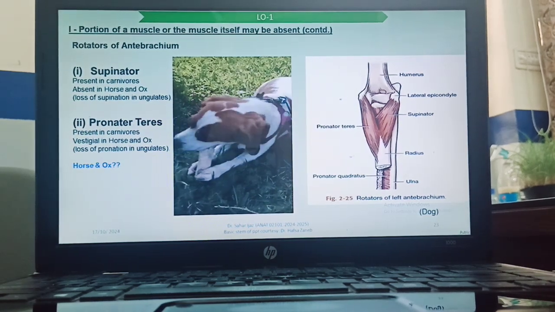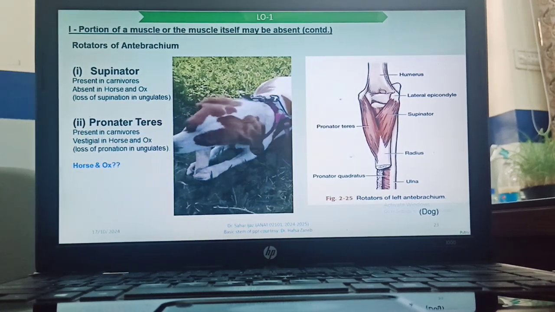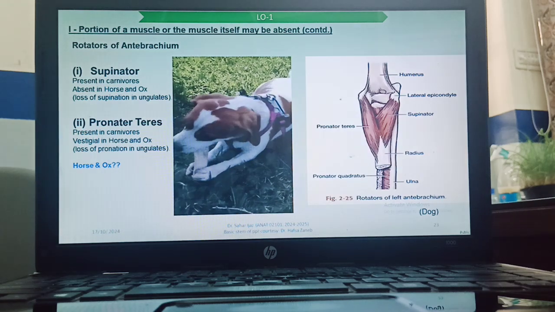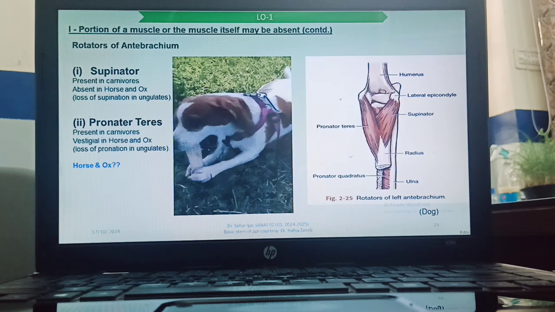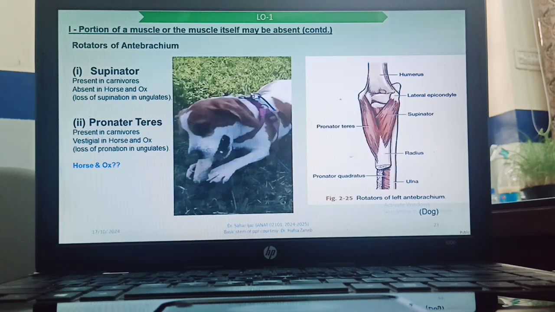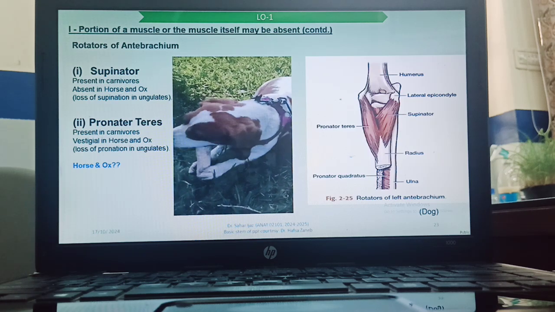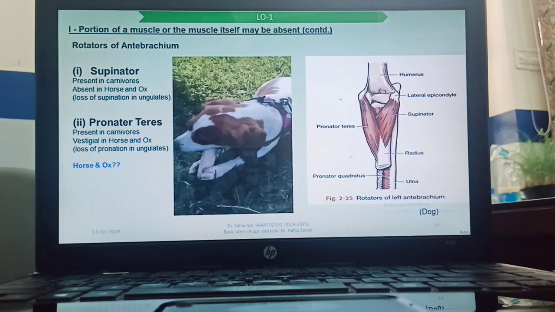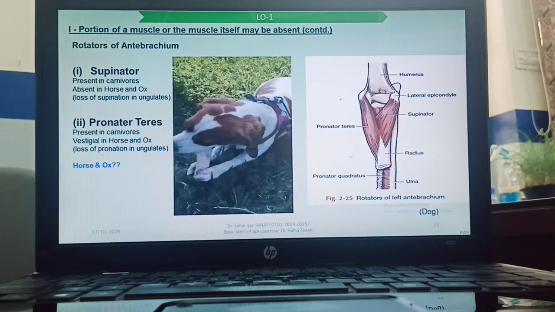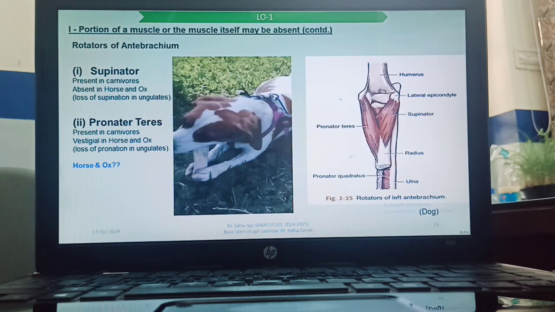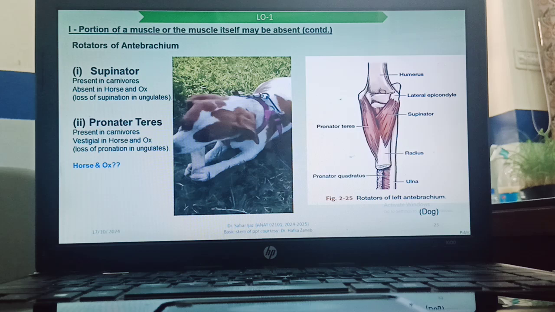So we know that the animal which is going to use the limbs in a way where the pronation and supination is required, the supinator, pronator teres, pronator quadratus all will be present and will be functional, but for the other animals, usually those muscles will not be present, and if they are present, they will not be doing that pronation and supination there.